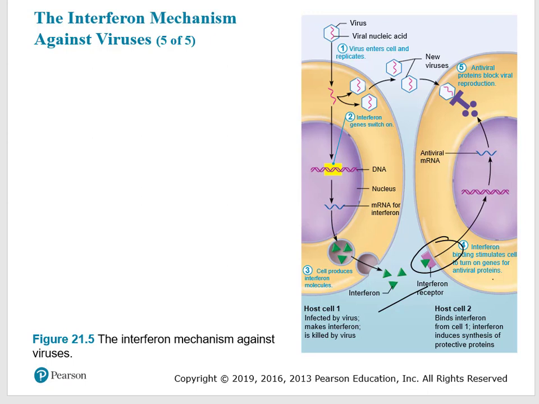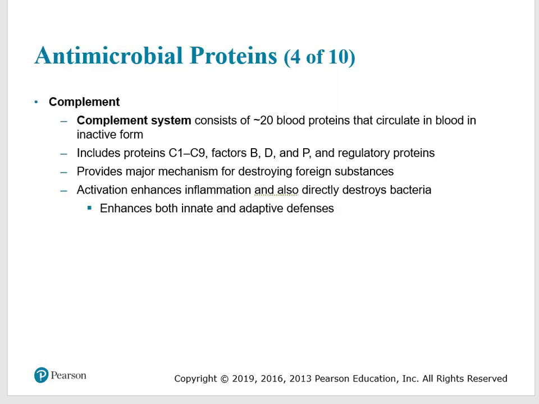And by warning them ahead, this host number two cell, the neighboring cell, is able to produce an antiviral mRNA, which then becomes antiviral protein. So when you have new viruses coming out of the first cell trying to infect the second cell, it is already prepared with the antiviral protein, which prevents the replication of the new virus in the second cell as well and replicating further. So this is basically how the interferon mechanism works in our body.